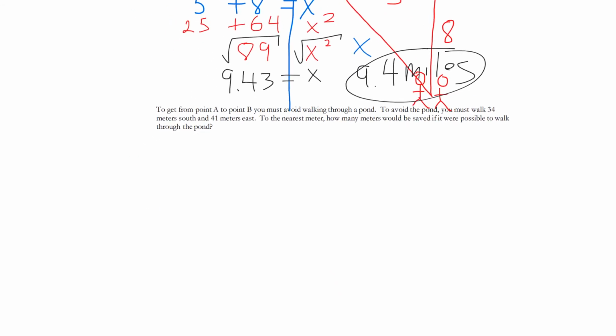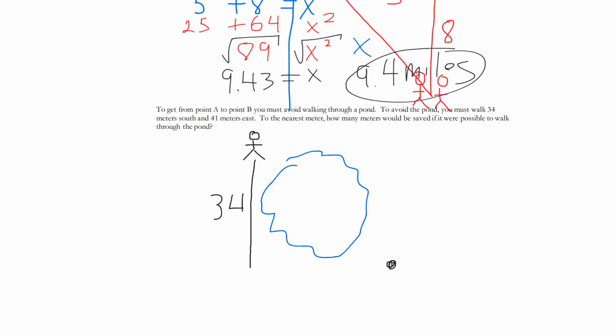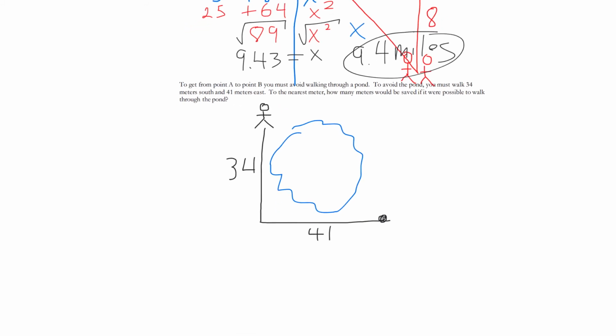Okay, then on this last one, to get from point A to point B, you must avoid walking through a pond. To avoid the pond, you must walk 34 meters south and 41 meters east. Okay, so you got this pond, and you are up here, and you're wanting to get down here. Okay, so it says you've got to walk 34 meters south, and then 41 meters east. And then the question is, if you were able to walk straight across the pond, how far would it be?